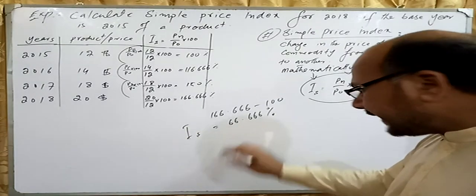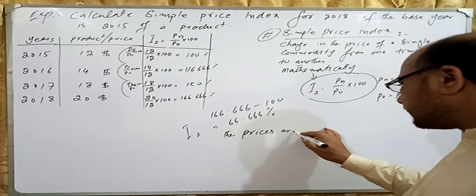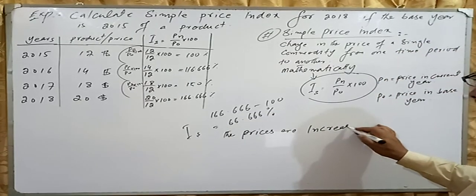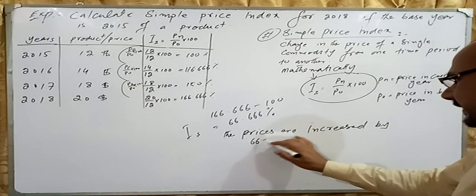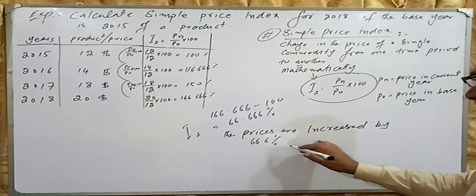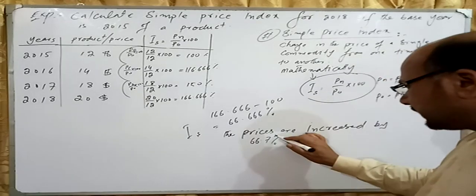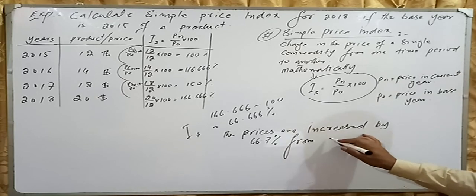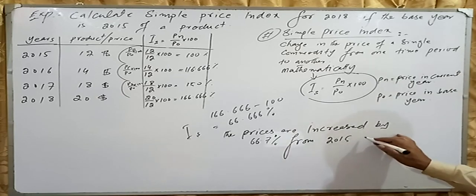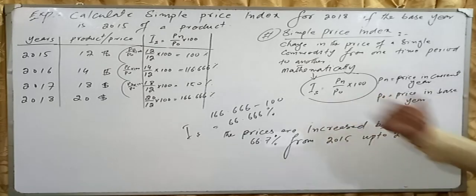That's why at the end you can write that the prices are increased by 66.6%, or you can write 66.7% if you round it off, from 2015 up to 2018. So in this way you can calculate a simple price index.